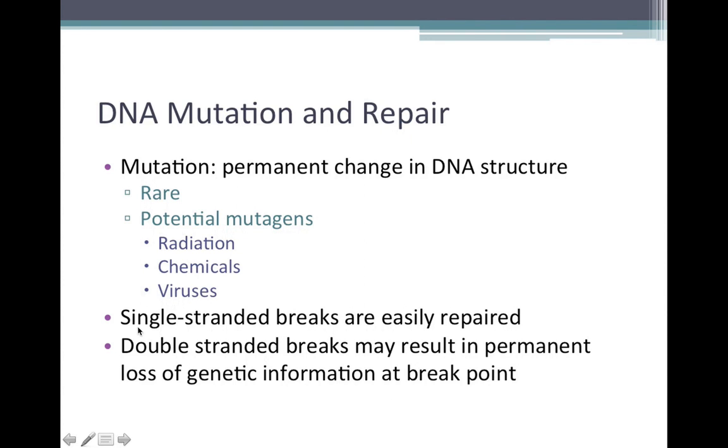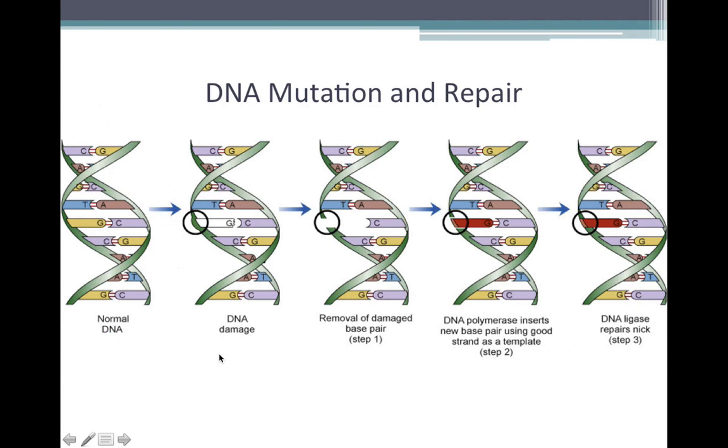Now, something like a break in DNA is easily repaired. However, if it's a double-stranded break, this may result in loss of genetic information at that break point. So if someone has a double-stranded break where an entire piece of the chromosome breaks free, that may never recombine, and that can lead to some genetic problems.